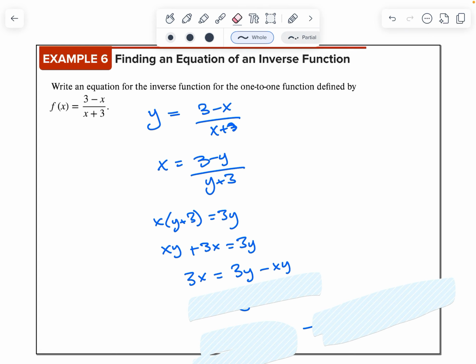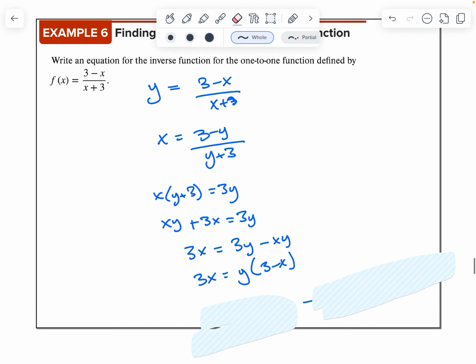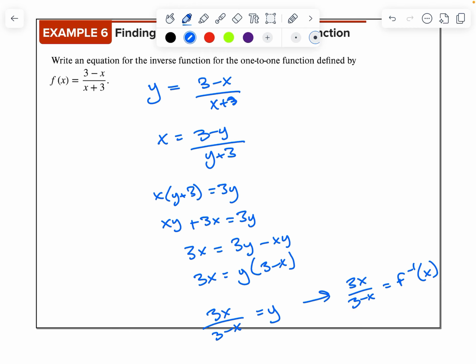And here's a handy trick. You can factor y out as a GCF. Once you factor y out as a GCF, you can divide both sides by 3 minus x. And so since we have y by itself, we know that that is our f inverse.